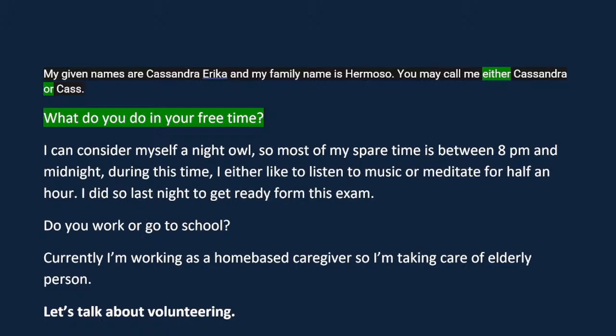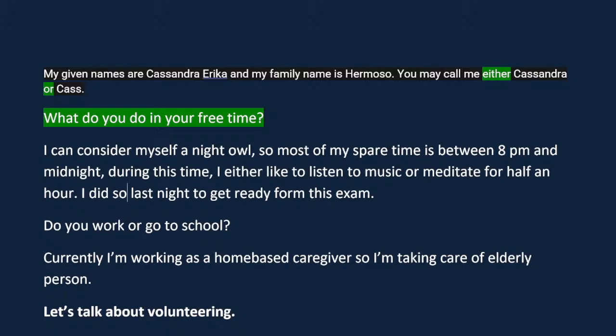What do you do in your free time? Well, I can consider myself a night owl. So usually, whenever I have a spare time, I listen to music or take a power nap. Currently, I'm working as a home-based caregiver, so I'm taking care of elderly person.